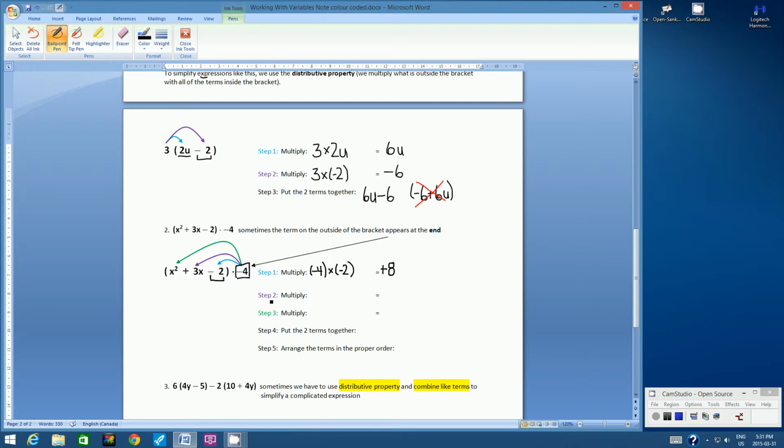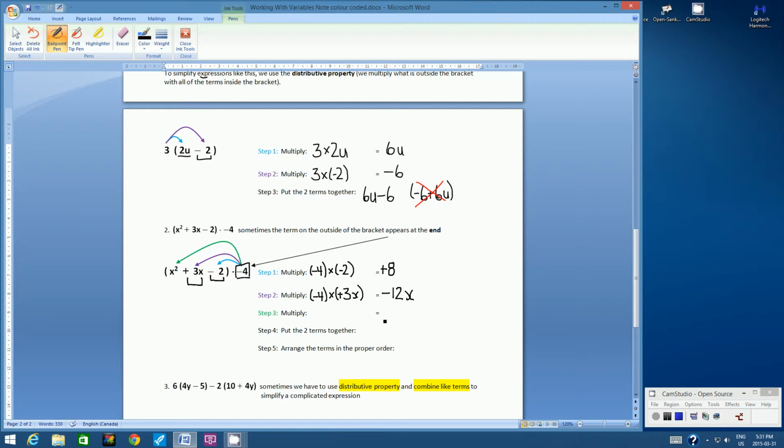All right, step 2. I've color-coded it in purple here. So we multiply the outside term, which is -4, times the next term. The next term is positive 3x. Okay? So we just look at the numbers here. What is -4 times 3? -4 times 3 is, well, negative times a positive is -12, and then we just attach this x here beside it. Okay?